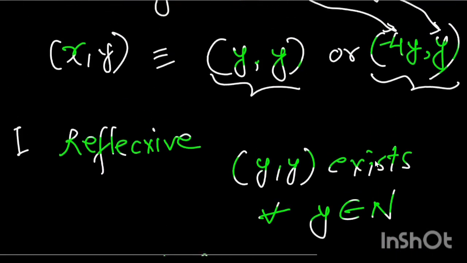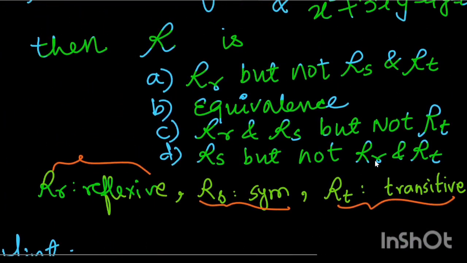So the option that we can mark correct is, it is reflexive but not symmetric and transitive. That is the option A.